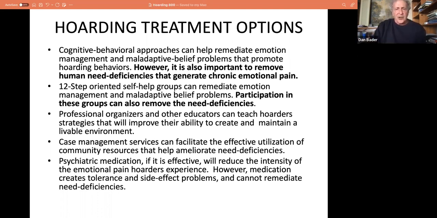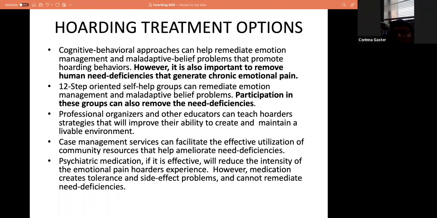Professional organizers and other educators can teach hoarders strategies that will improve their ability to create and maintain a livable environment. Case management services can facilitate the effective utilization of community resources that help ameliorate need deficiencies. Psychiatric medication, if it is effective, will reduce the intensity of the emotional pain hoarders experience. However, medication creates tolerance and side effect problems and cannot remediate need deficiencies.